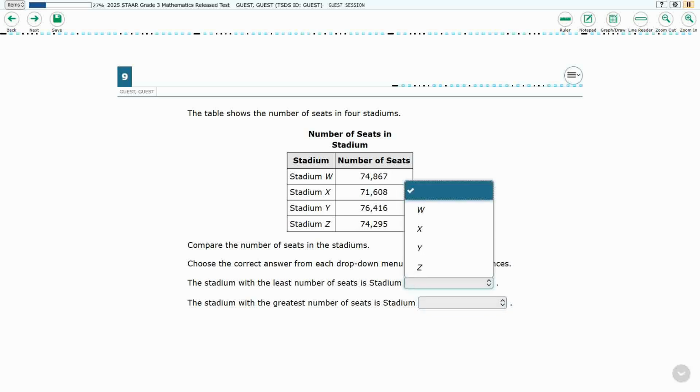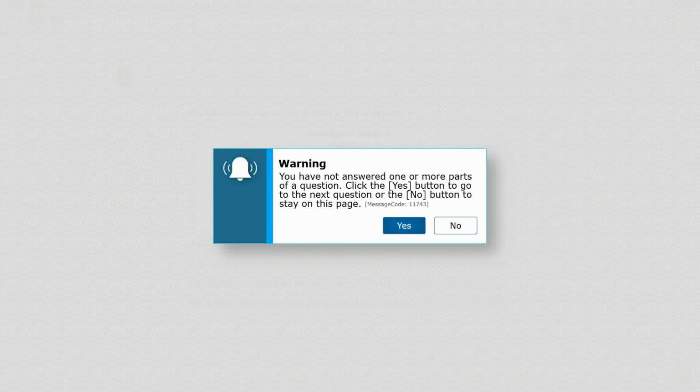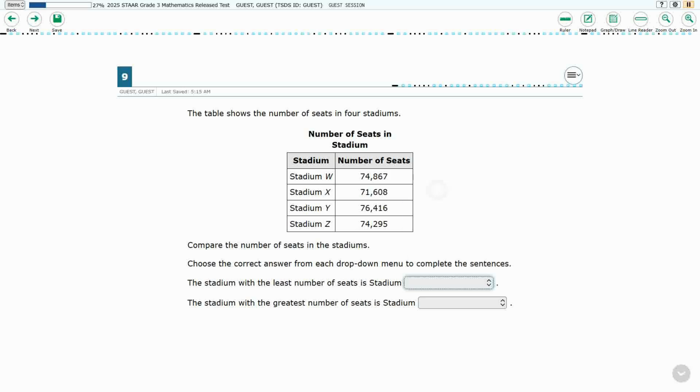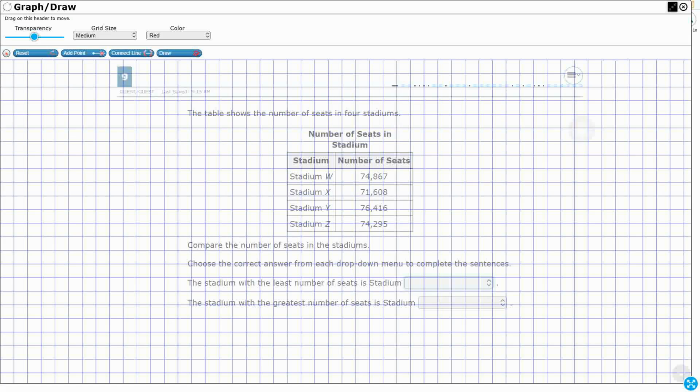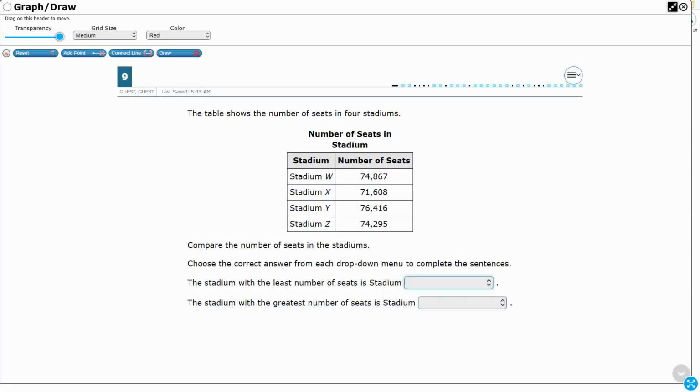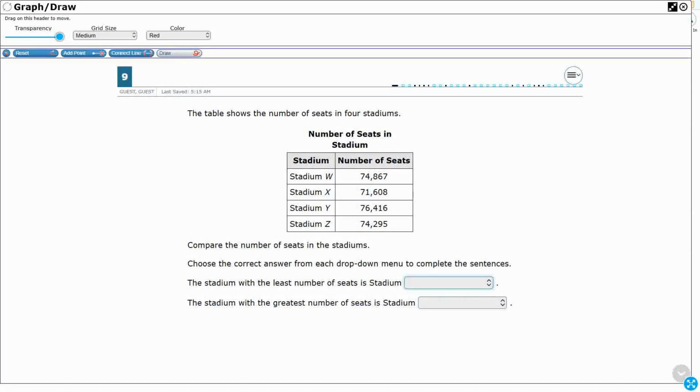All right, so we've got inline choice here, so we need to complete both of these sentences, and you see our options here are W, X, Y, or Z for both. This is a 2-point problem. If we were to only select one and then try to move on, you'll see that we will get a warning sign. We have not completed all of it. So let's take a look at our problem, make sure we get both of these correct.